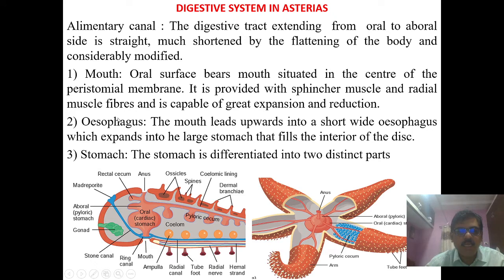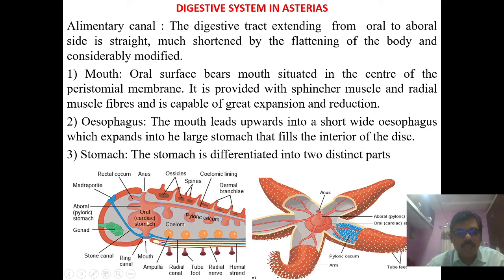esophagus. What is the esophagus? That mouth leads into an upward short wide expansion, and that is called the esophagus. And after this esophagus, this leads into a voluminous part, and that we call the stomach.